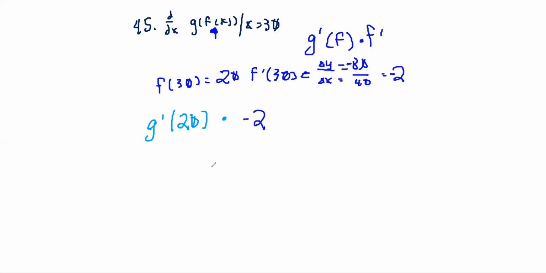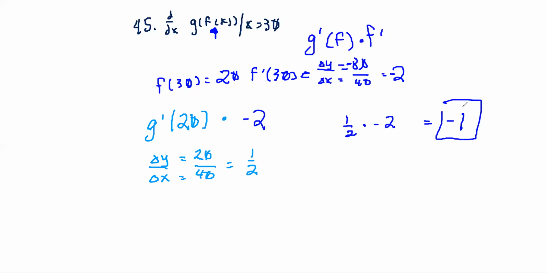So g prime of 20, the slope of g at 20, is going to be delta y over delta x. Delta y is going to be equal to 20. Delta x is going to be equal to 40. This is going to be 1/2. So this is 1/2 times negative 2. The answer is going to be negative 1. And that goes with the book.